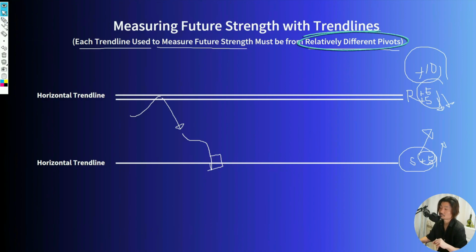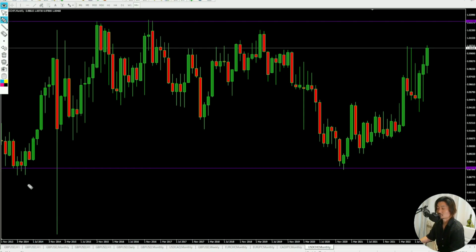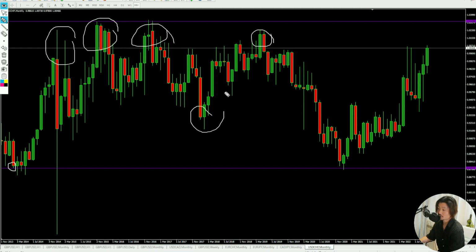Let me go ahead and explain this to you. Take this trend line down here, which was attached to this pivot right here. Each trend line must be from relatively different pivots. Now, pivots are turning points in price. So you see at this point, these are all turning points in price where price went down, right? Here, at this point, price went up, price went up, price went up, right? So a turning point of price is what's referred to as a pivot. And these areas right here are not pivots, because they're not turning points in price.